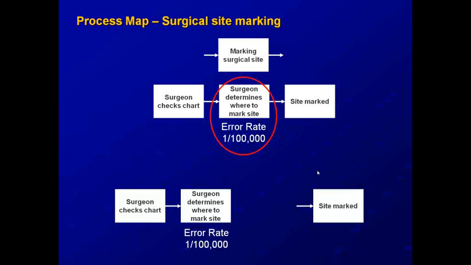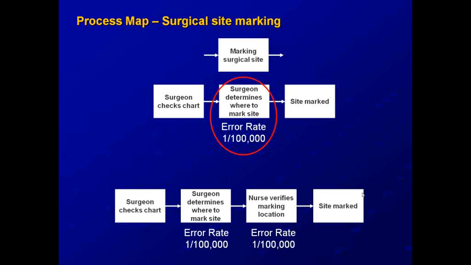If, however, we take this process and add a step where a nurse or some other medical professional verifies the marking location, assuming that their error rate is similar at 1 in 100,000, that gives us an overall error rate of 1 in 10 billion. This is because when we have an independent check done in series with the first check, we can actually multiply the error rates together. This is now the chance that both the surgeon and the nurse would choose the wrong mark location.